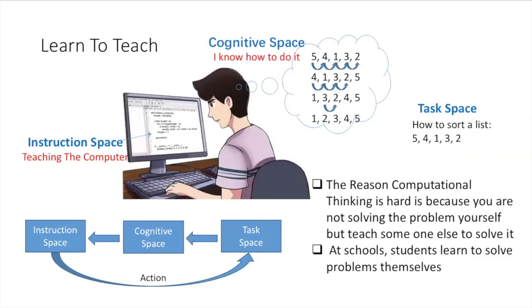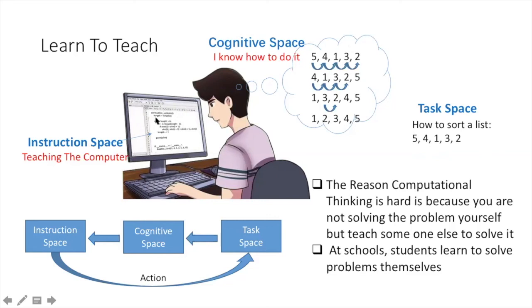Second is learn to teach. Traditionally, let's look at a very simple thing, right? Sorting a list. I want you to sort 5, 4, 1, 3, 2. Well, most kids, even in first grade, can sort it for me, right? Move the 5 and so on. So you normally do know how to do it. In normal math and physics problems, they give you a problem and you solve it. But for computer science, that's not it, right? You must write code.